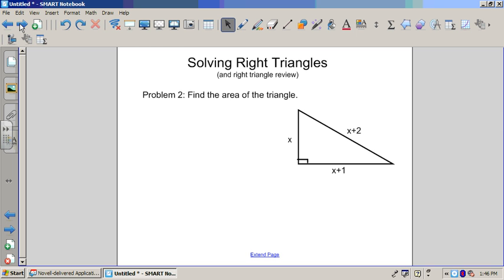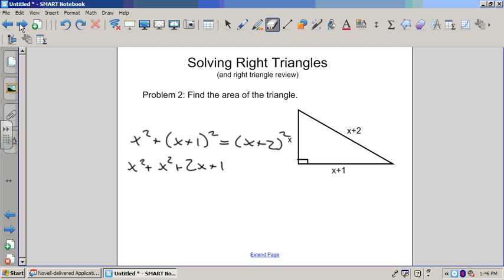Okay, I'm going to use the Pythagorean theorem, and I'm going to say that x squared plus x plus 1 squared is equal to x plus 2 squared. Well, x squared is x squared. If you FOIL out x plus 1 squared, you'll get x squared plus 2x plus 1, is equal to x squared plus 4x plus 4. Make sure you don't give me x squared plus 4. Make sure you actually FOIL this out and get a middle term.